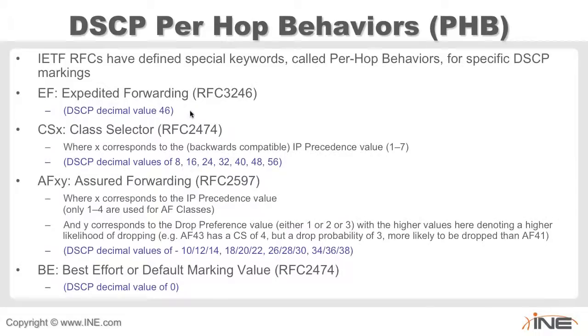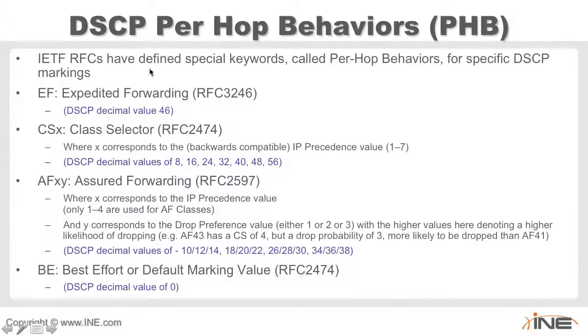So these, 10, 12, and 14, are AF11, 12, and 13. AF21, 22, and 23. AF31, 32, and 33. And AF41, where we got the decimal value of 34. AF41, 42, and 43. Okay? And then BE is best effort, decimal value of 0. This is just best effort. And here are each of the various RFCs that define these: expedited forwarding, class selector, assured forwarding, or best effort.